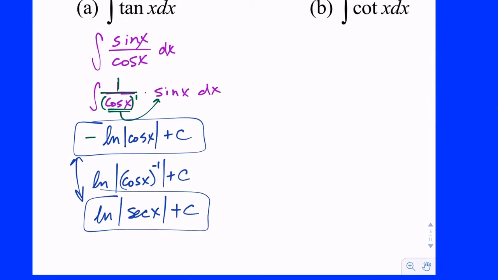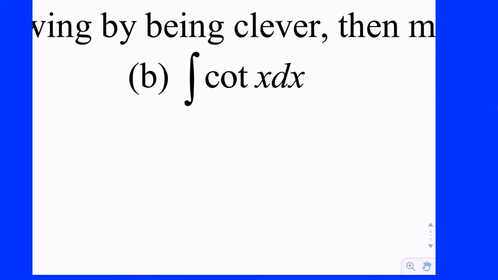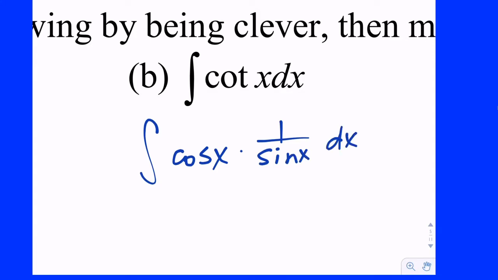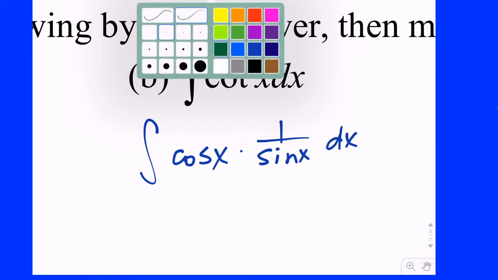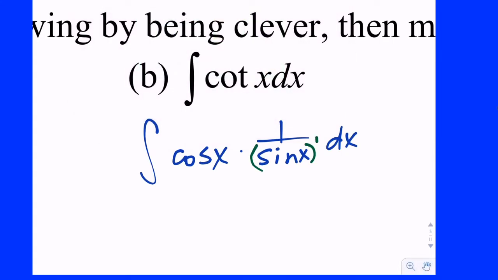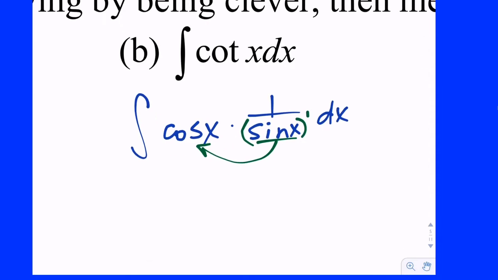Okay, so that's tangent. Cotangent then, we can discover what it's equal to by a very similar method, because cotangent is equal to the ratio of cosine over sine. So if I write it as cosine of x times 1 over sine, saving a step, the inside function is now what? Sine, and it's in the denominator to the first power. What's the derivative of sine? Cosine. We're not off by anything this time, so the cosine gets packaged up.